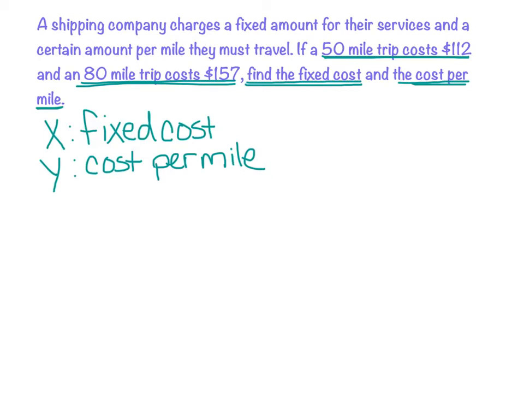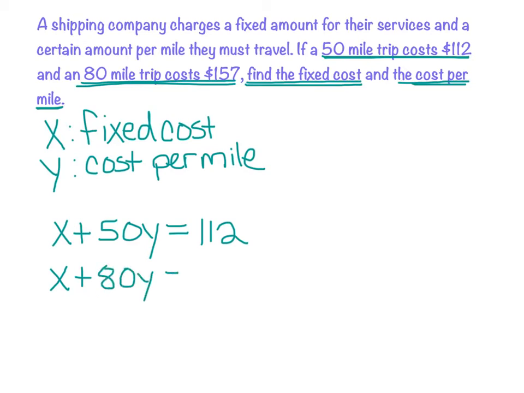I know that a 50-mile trip costs $112. So for my first trip, I'm going to pay the fixed cost, and then I'm going to pay the cost per mile times 50 miles, so plus 50Y, and that's going to add up to $112. The second trip is going to also cost the fixed cost, plus 80 miles this time times the cost per mile, and that will be $157. So now I have my system of equations.